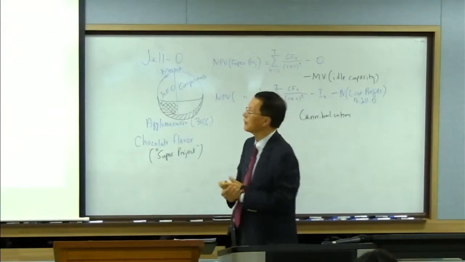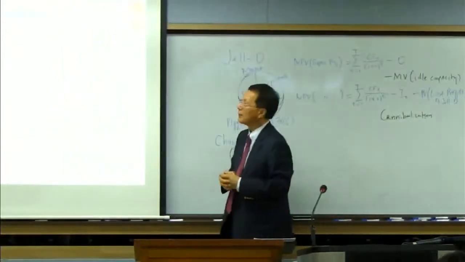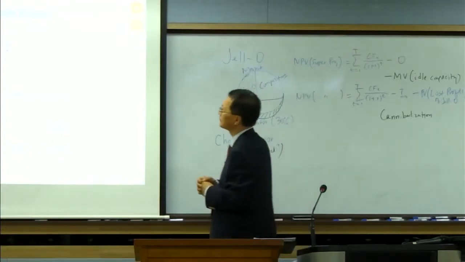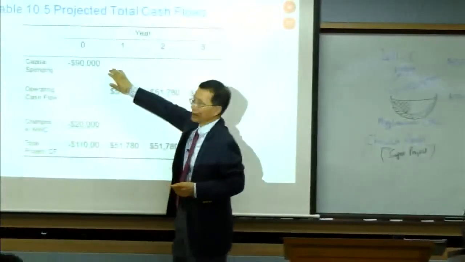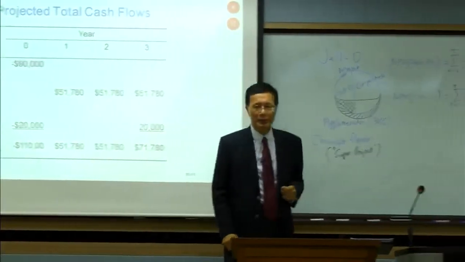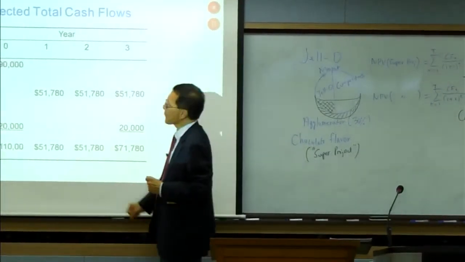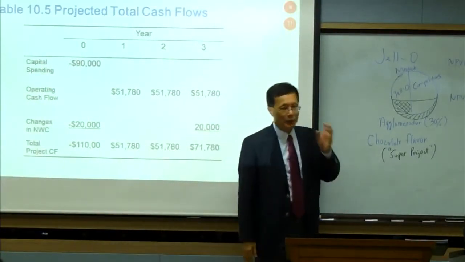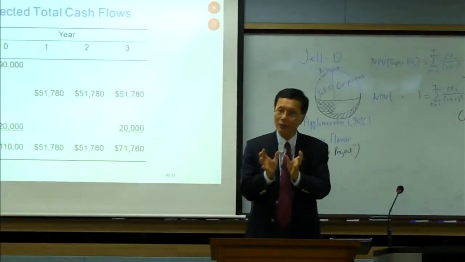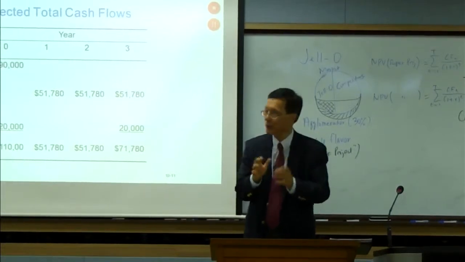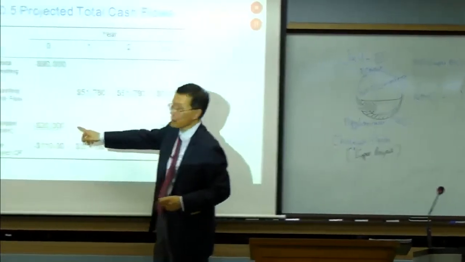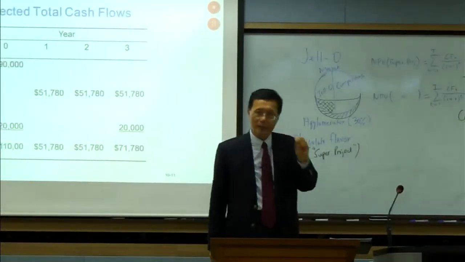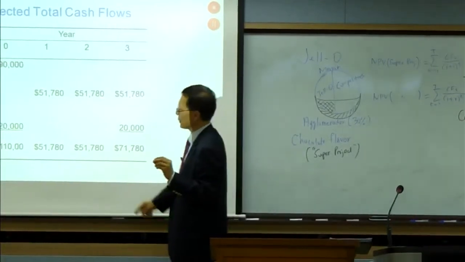If that's the case, we can have projected total cash flows. Year 0, capital spending of $90,000. No operating cash flows. Changes in net working capital: you have to have additional inventory, additional accounts receivable, and so on. So $20,000 will be added. So total capital outlay, including the net working capital, is $110,000.